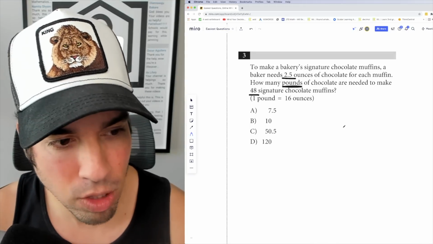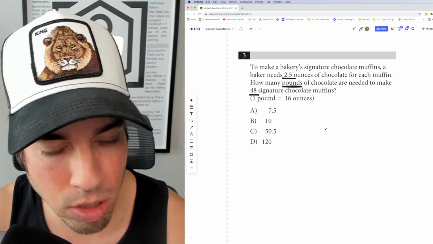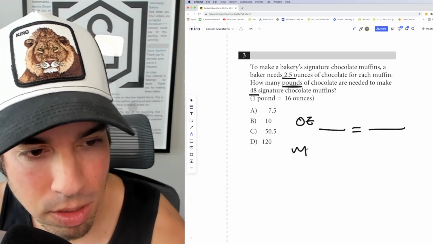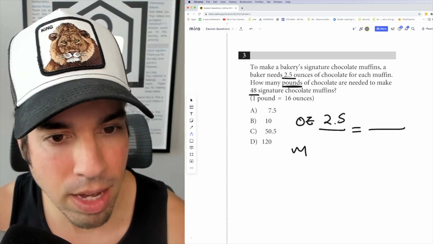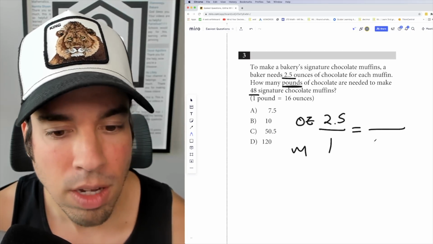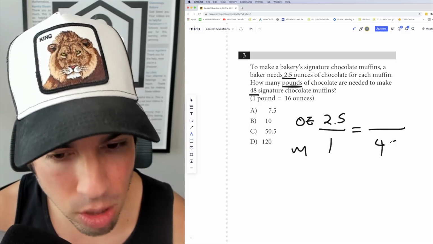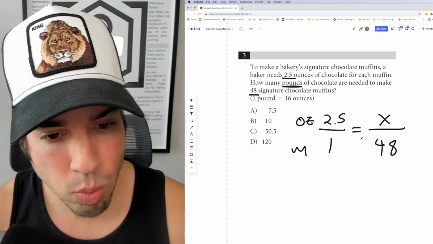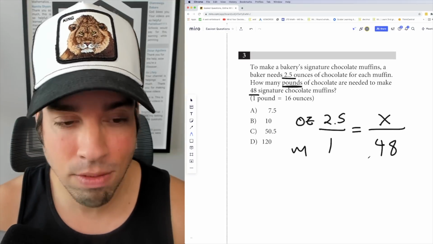This is a perfect question for a proportion. So I'm going to start it off like this. We've got ounces to muffins. So it says we've got 2.5 ounces for one muffin, and we want to know how much chocolate is needed for 48. So we're going to put an X up here. But remember, what we're about to solve for is ounces. We then need to convert it to pounds.